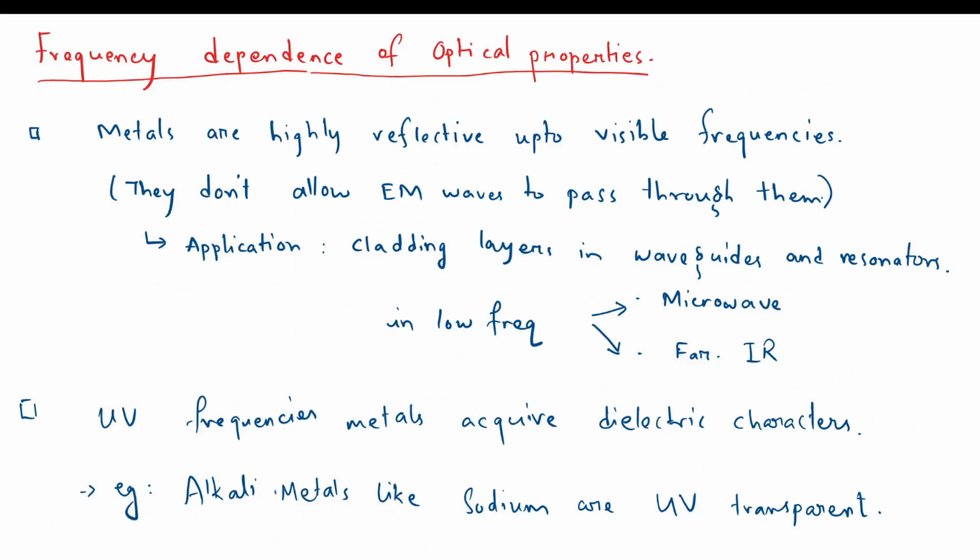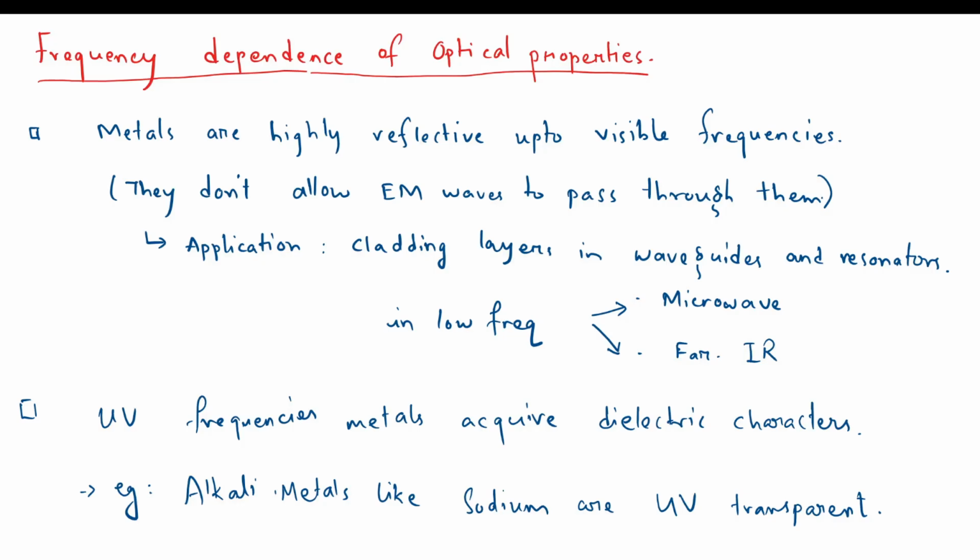Now, regarding optical properties, what we observe from our experience is that metals have very high reflectivity up to visible frequencies. Up to visible frequency, metals will not allow any electromagnetic waves to pass through them. The application of this property is that cladding layers in waveguides and resonators are built from these metals. At low frequencies, by which we mean microwave and far infrared, metals are very highly reflective.